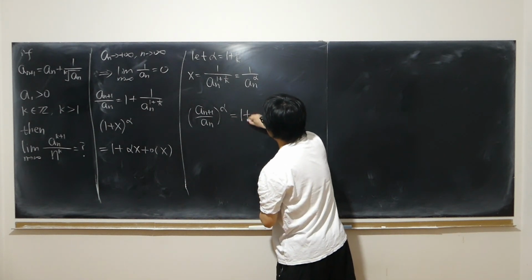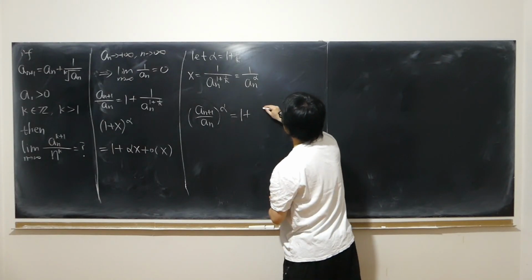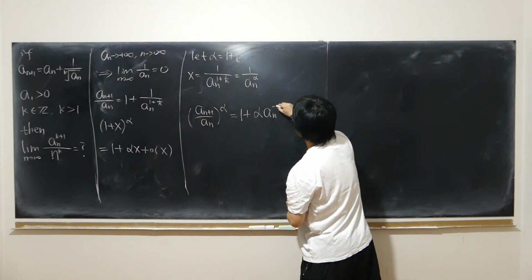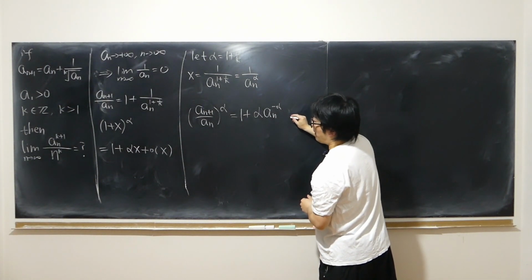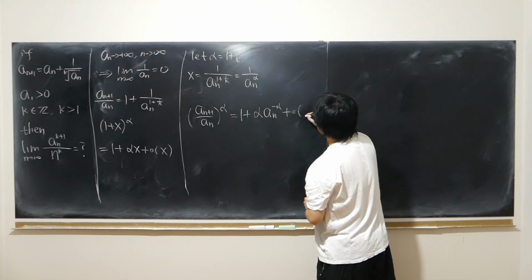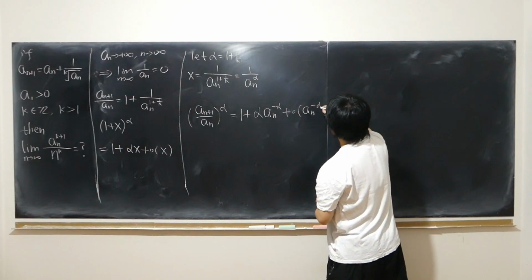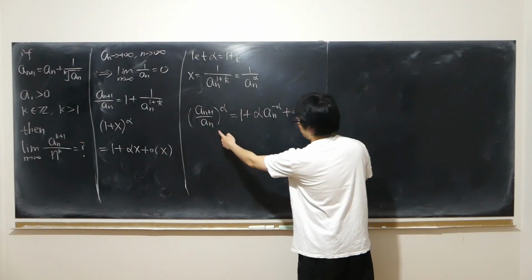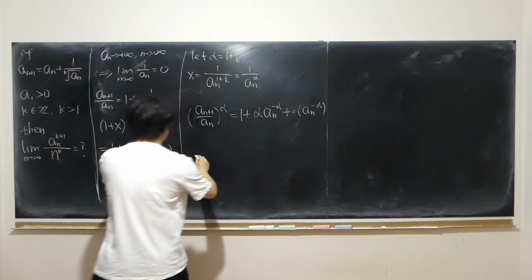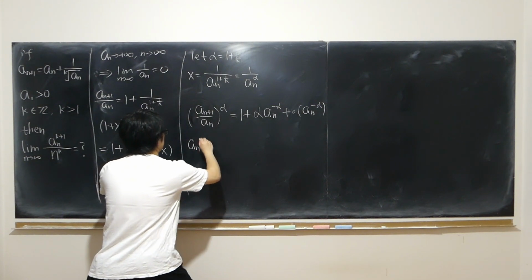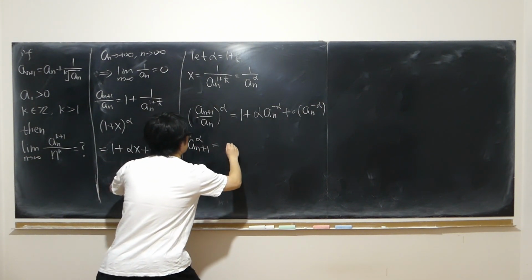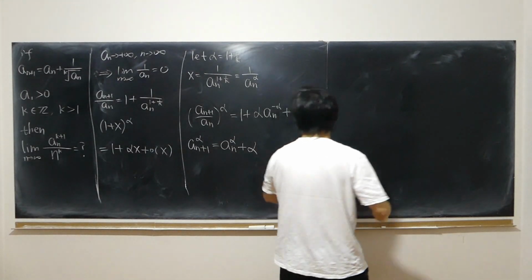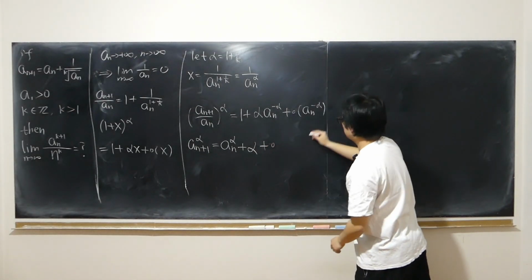Equal 1 plus alpha times x, and negative alpha, plus little o of x. So here, obviously, I just multiply both sides by a_n to the power of alpha, because now I can have a_{n+1} to the power of alpha equal to a_n to the power of alpha plus alpha. Right? This is cancelled out. Plus little o of 1.